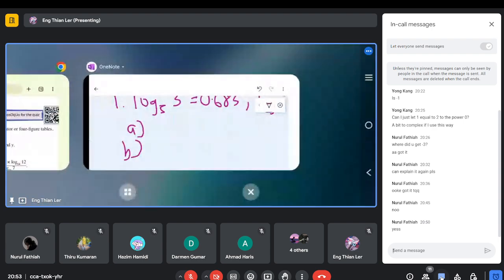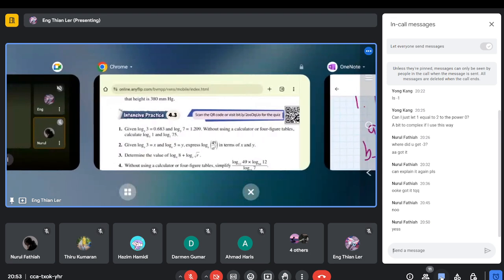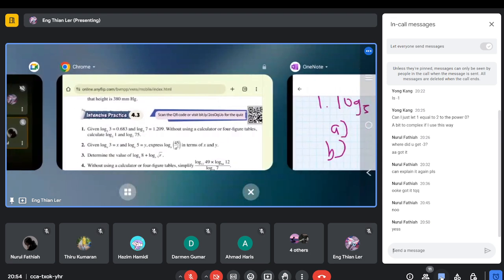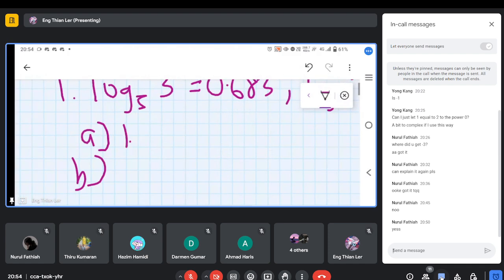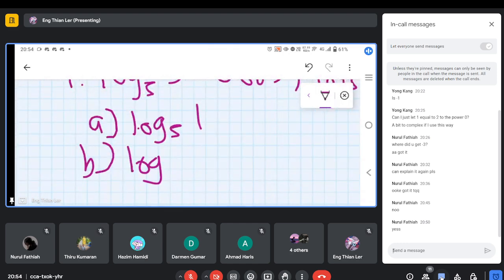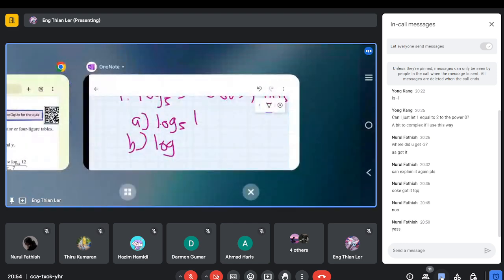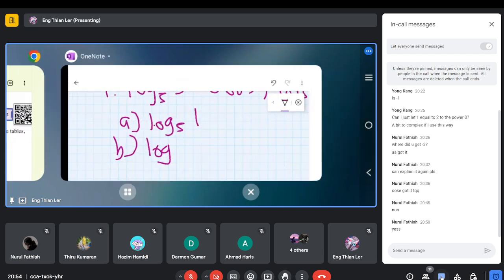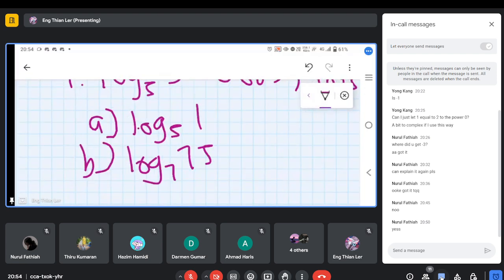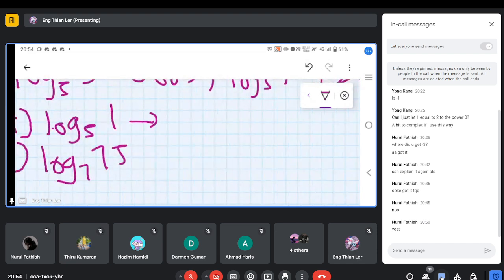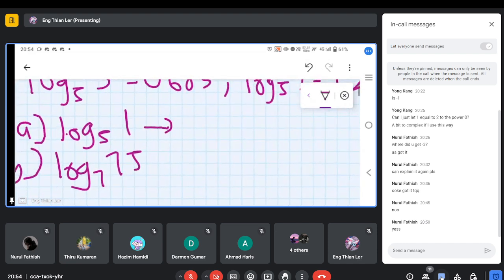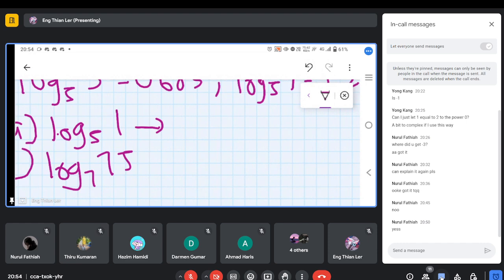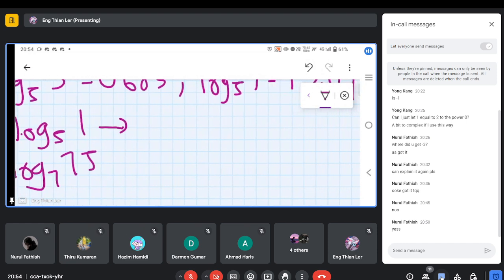So the first, what is log 1 base 5? Okay, so first we have log 1 base 5, and the second we have log of 75 base 7. Okay, now we look at A first. Look at this A. Okay, so log of 1 base 5. Okay, so we expect this to be C.